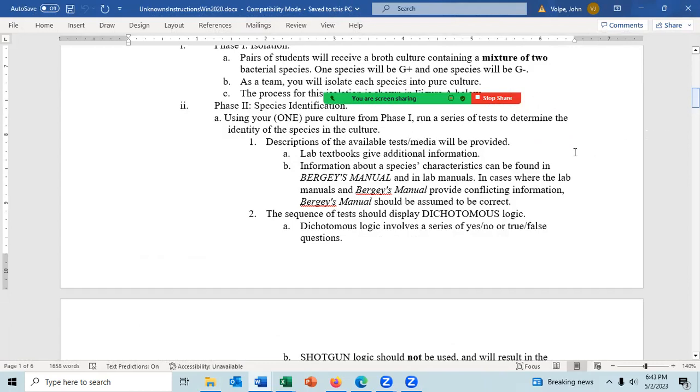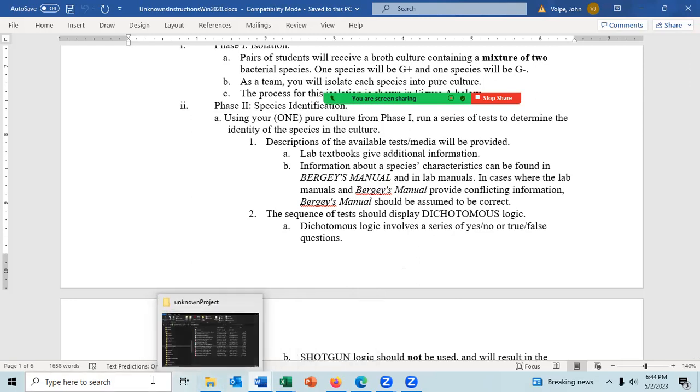You can use different sources, obviously Bergey's lab manual, which you can find copies, or at least partial copies online, your textbook, this lab module or this lab project. You should be using dichotomous logic when you ask for a test. Dichotomous logic is where you involve a series of yes or no or true or false questions. Let me go through Paint and show you that.